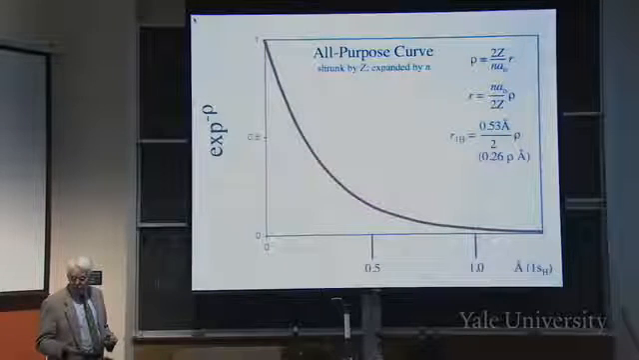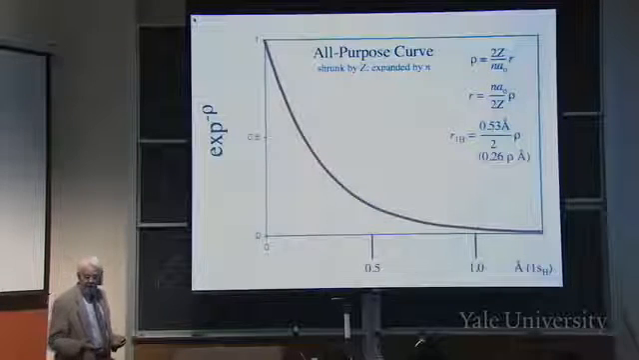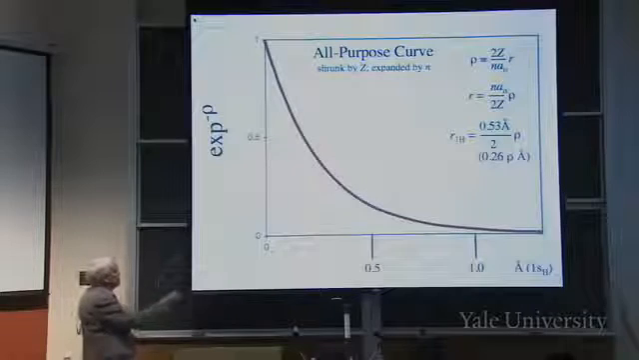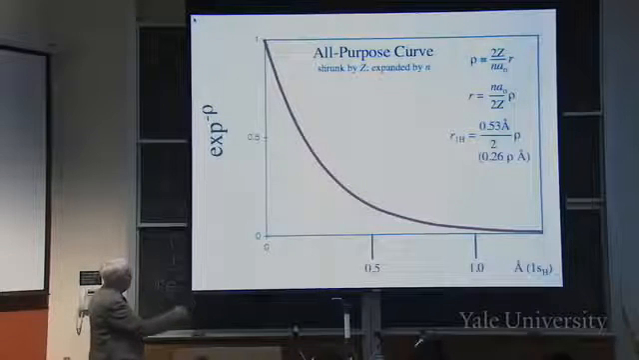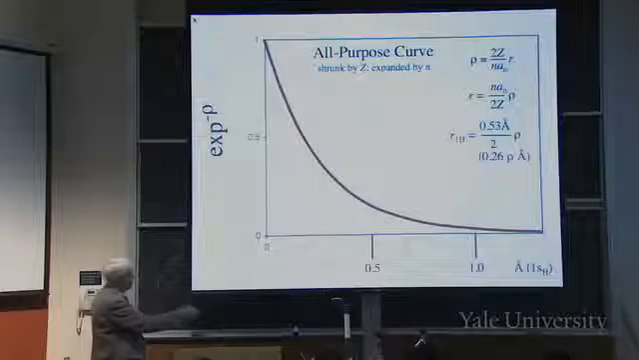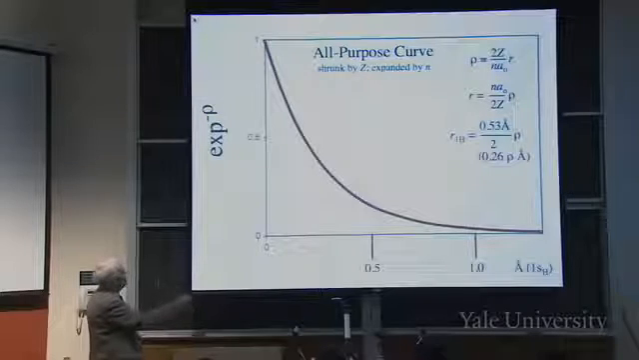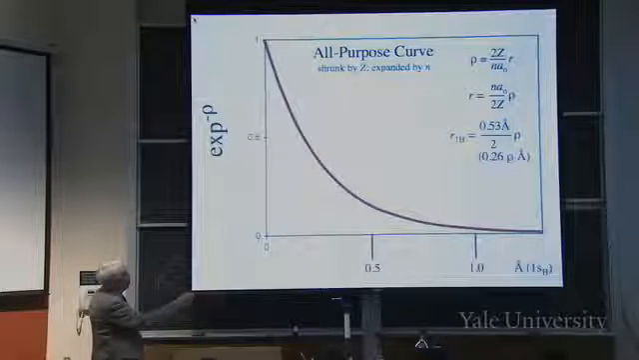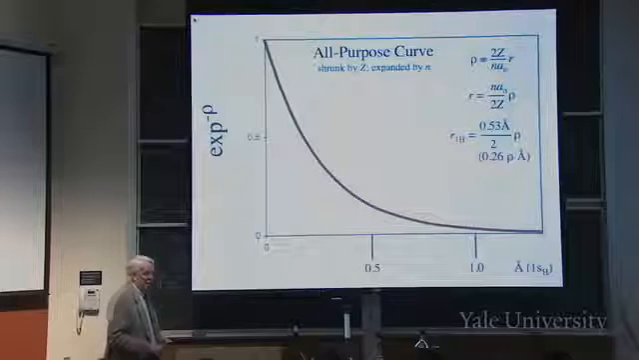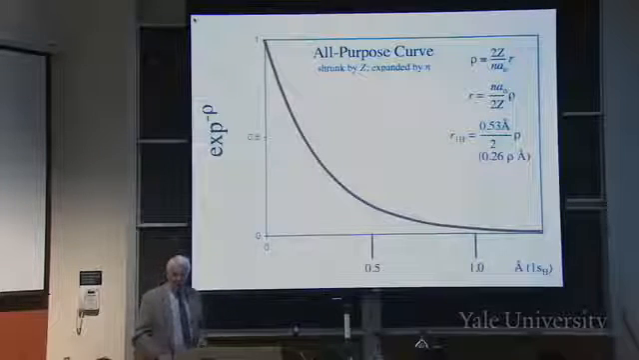Everybody with me on this so far? How I did that? I just went through and, for any given rho here, where I already had 1, 2, 3, 4, 5, e to the minus rho, found what the r would be if I were talking about a hydrogen atom. And I just put a new scale on there.